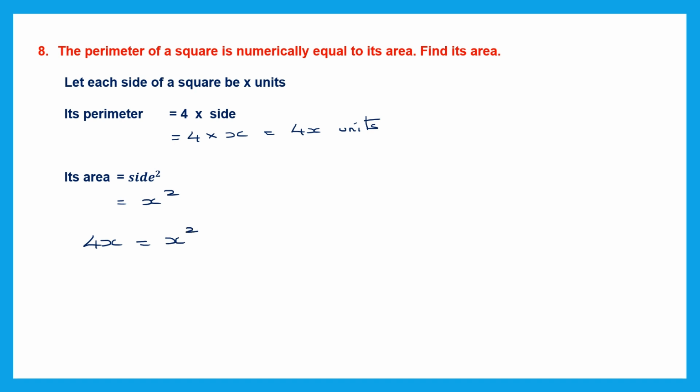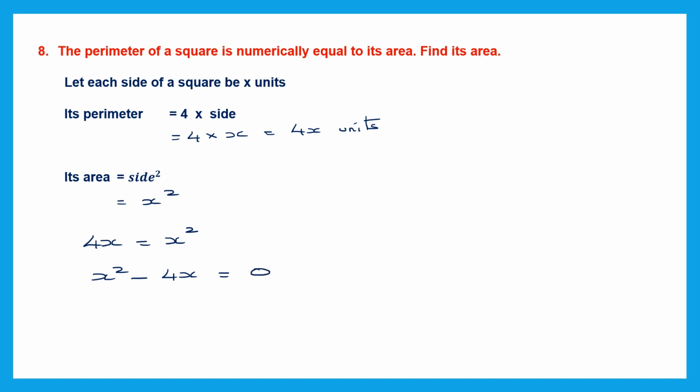Now since we have an x square and an x, we have to put it all together in the form of an equation and find the factors. So we can bring x square this side, or we can even transpose 4x to the other side. So what does this become? This becomes x square minus 4x, and that is equal to 0.